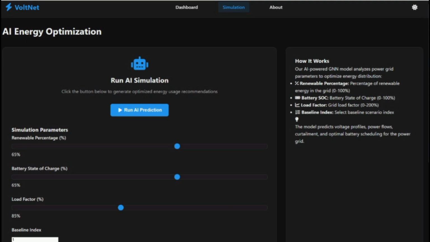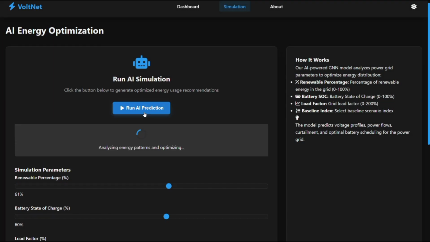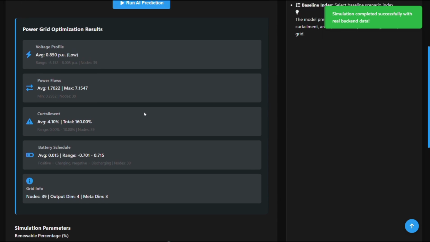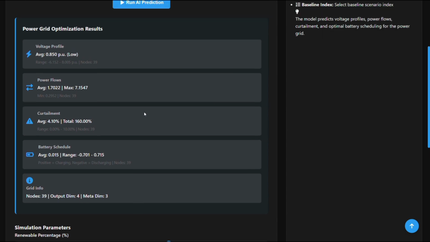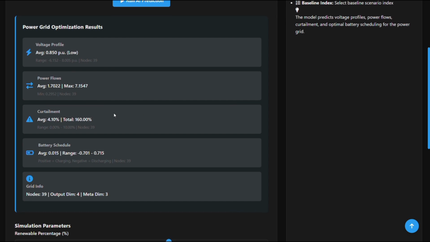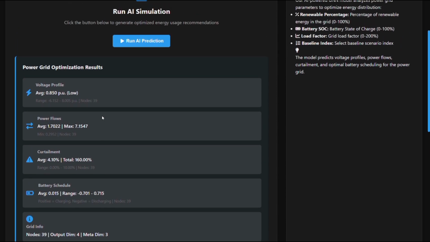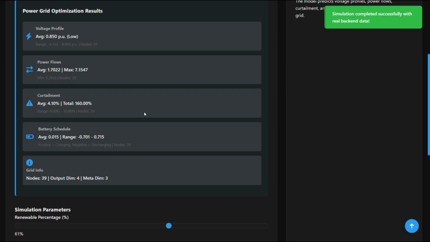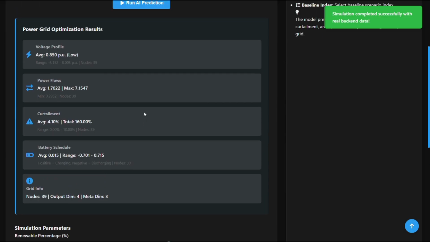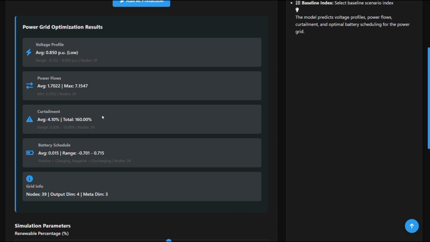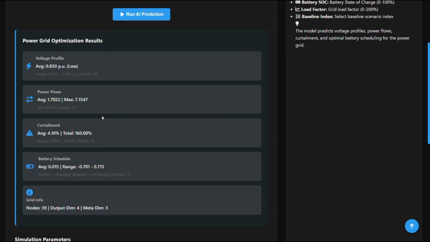So when I hit run AI predictions, VoltNet simulates the grid in real time. It also predicts voltage levels, power flows, curtailments, and how batteries should charge or discharge to keep things stable. For example, if a wind farm suddenly drops from 200 megawatts to 120 megawatts, and this is pretty common, VoltNet instantly recalculates the grid balance, showing how other sources can adjust to prevent instability.